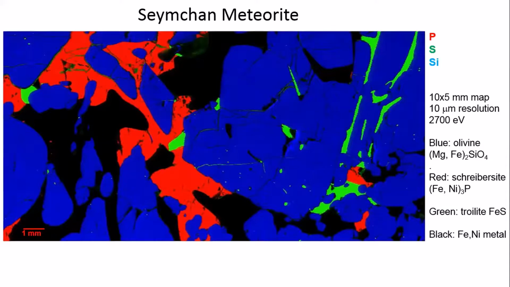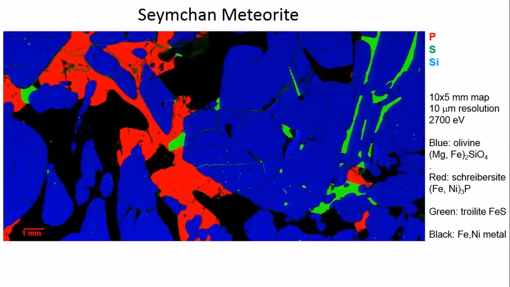In this image, the blue grains are olivine crystals. The red is schreibersite, an iron nickel phosphide. The green is troilite, iron sulfide, and the black is iron nickel metal. We're below those edges, so they're just black. Makes a pretty interesting picture.